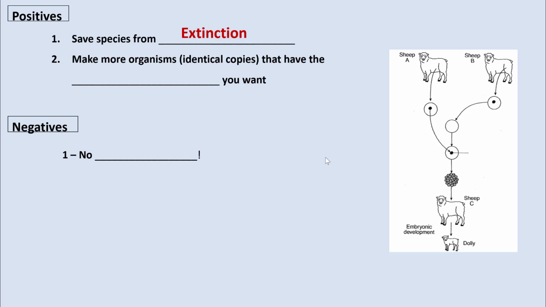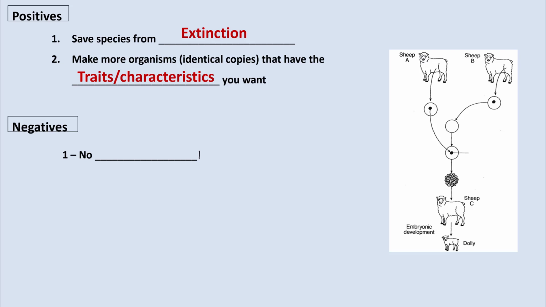Number 2, you can make more organisms, identical copies, that have the desired traits that you want. So if you finally get, let's say, a strawberry plant that is growing really big strawberries and they're super sweet, there must have been some cross-pollination event or something that went on to give you this plant. But you don't want this plant to die at the end of the season, so you clone that plant. You could clone that plant and make all your strawberry plants big and sweet.